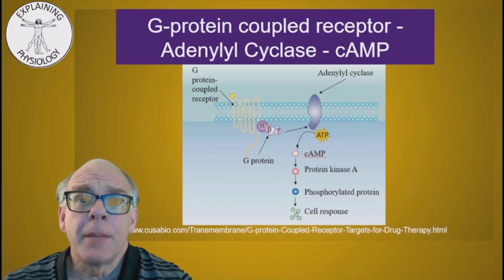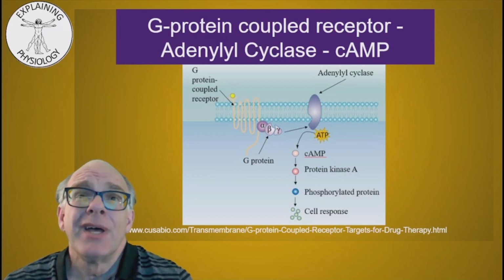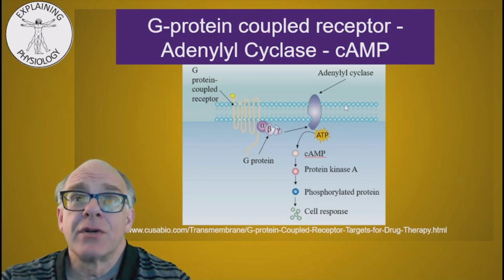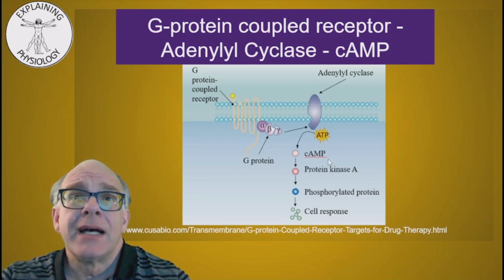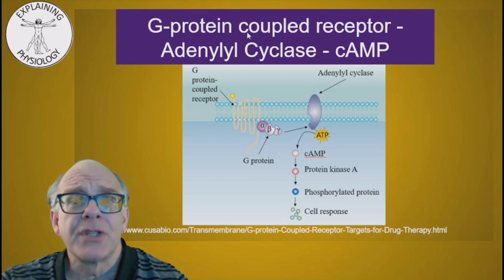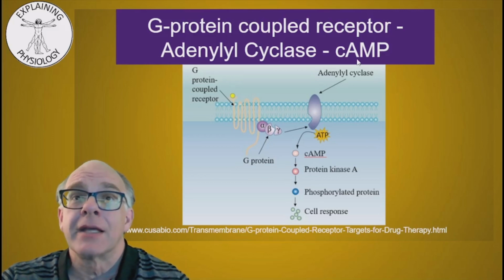The second example of a receptor coupled to a mechanism to convert the signal, transduce the signal from an external signal to an internal signal, is taking a look at G protein coupled receptors. And there are actually two forms of G protein coupled receptors, and we'll look at each one individually. Now, the first one to take a look at is a G protein coupled receptor that will ultimately interact with adenyl cyclase and result in the production of cyclic AMP.